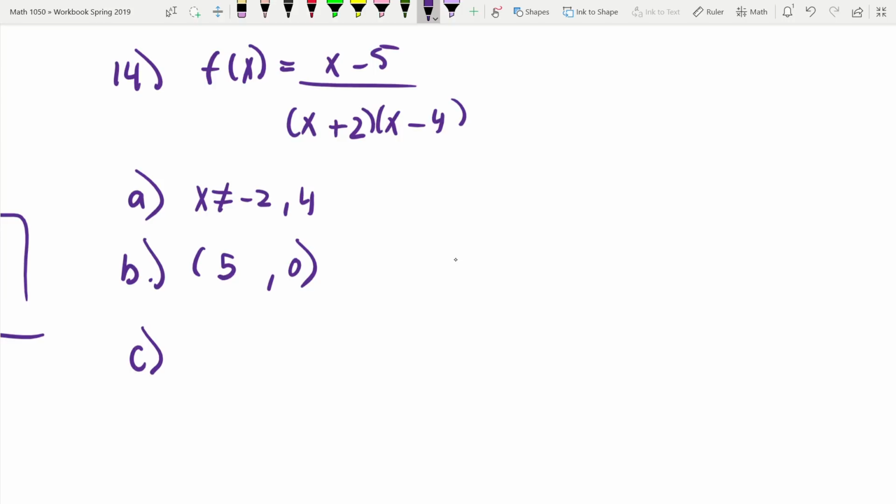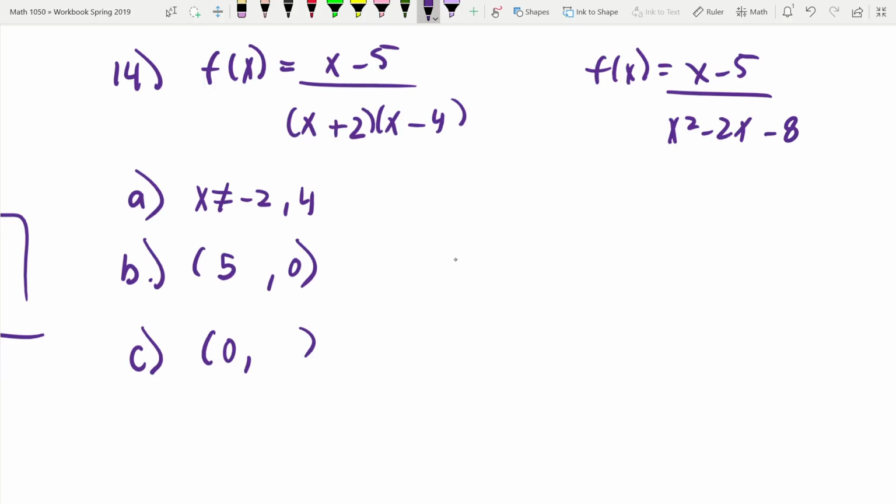Question C, the y-intercept is found by letting x be a 0. You guys, if I look at the multiplied out version of this thing, looks like this, and I let x be a 0, anything that has a 0 in it goes away. So I'm left with a negative 5 over a negative 8, which is a positive 5/8.